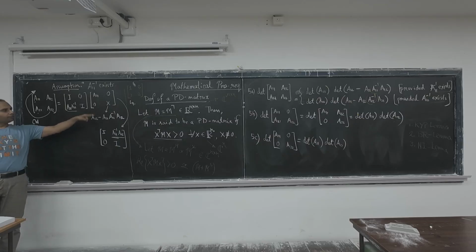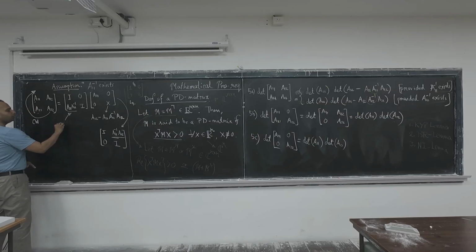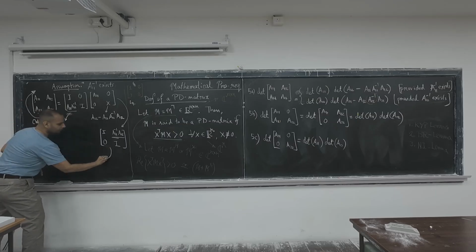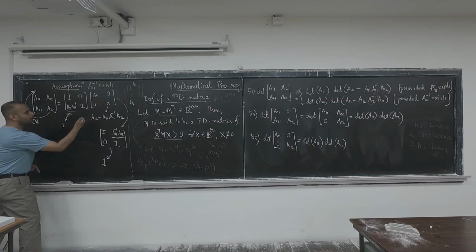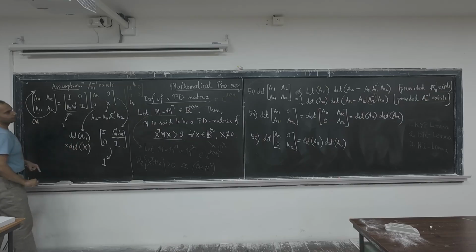If you simplify this product of three matrices, it will come back. Now what I said: the determinant of this one is basically 1. The determinant of this one is also 1. The determinant of this matrix is determinant of A11 into determinant of X. It is through that only that the formula came out. Okay?